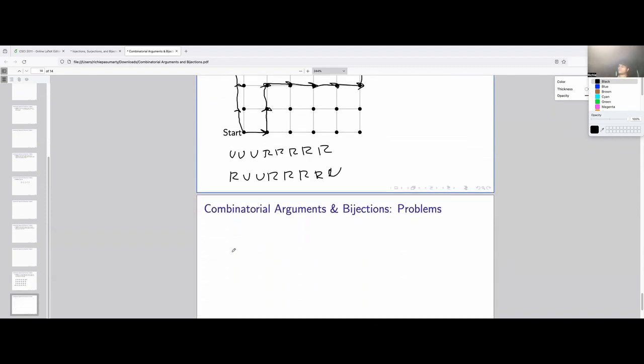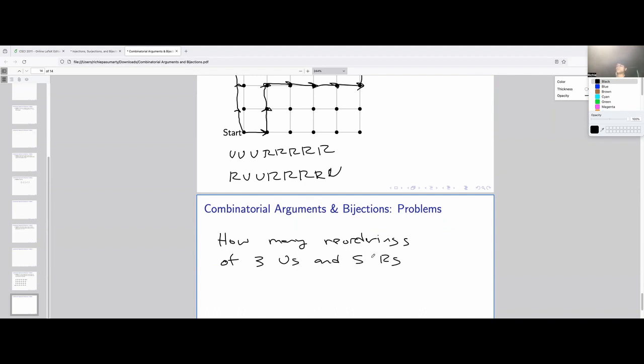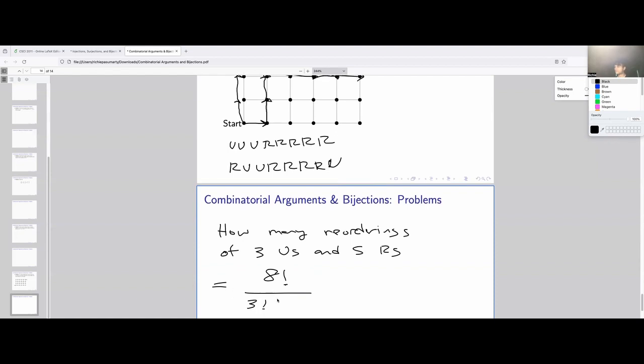And that does give us the answer. So the question is, how many reorderings of 3 U's and 5 R's? Well, I won't tell you the reason, but I'll tell you the answer. You should be able to do this at this point. It's 8 factorial over 3 factorial times 5 factorial. And alternatively, that's equal to 8 choose 3.